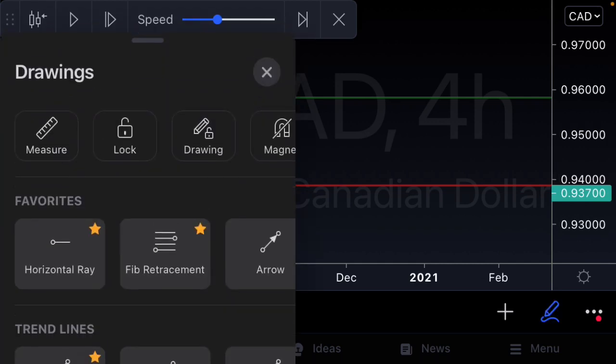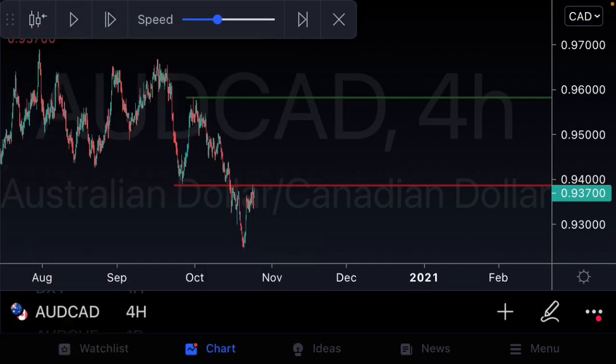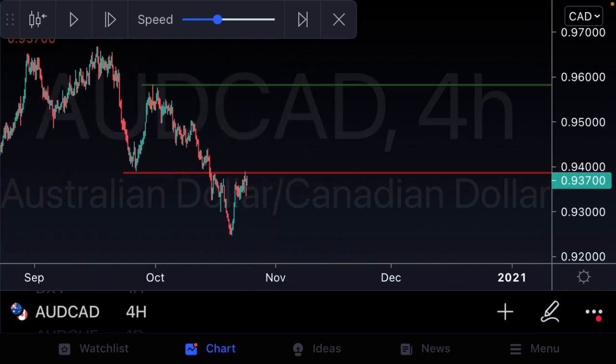Now let's get into Aussie CAD guys, and for you guys that know how much I love Aussie CAD, you guys are going to see today why I love Aussie CAD so much and how Aussie CAD just gives that beautiful information on where the orders are flowing on these different time frames.